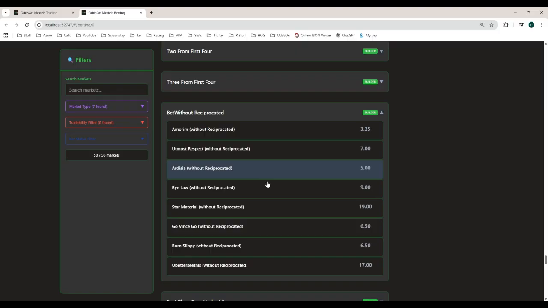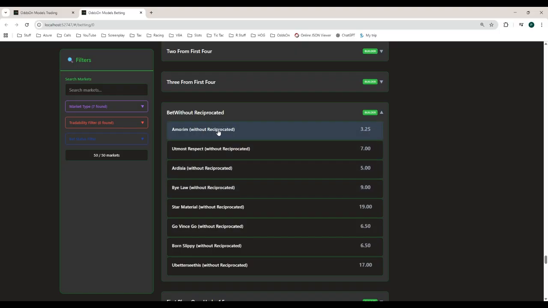We've also got bet without market. This is just naturally betting without the favourite here, which is without the horse Reciprocated.